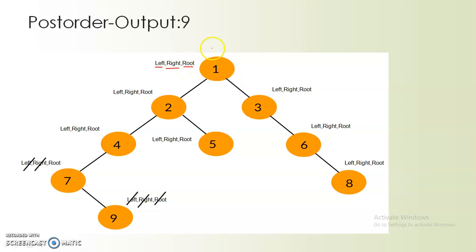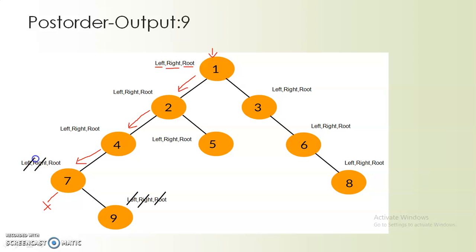Okay, so first we'll start from the 1 and we'll check whether there is a left subtree or not. There is a left subtree, so move to the left of the 1. Next check for the 2. Is there a left subtree or not? There is a left subtree, so move to the 4. And 4 has also a left subtree, so move to the 7. And for the 7 there is no left subtree.